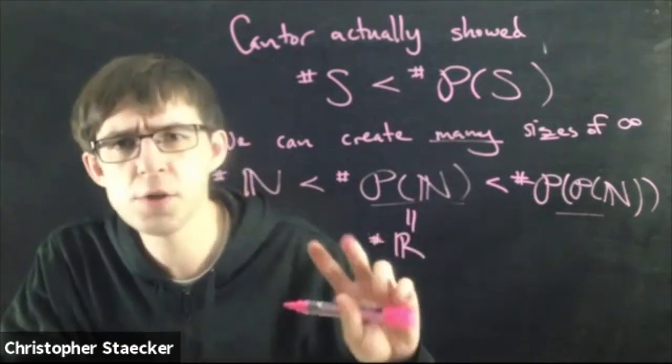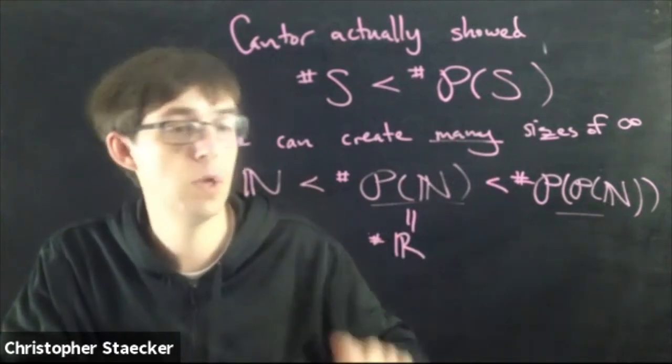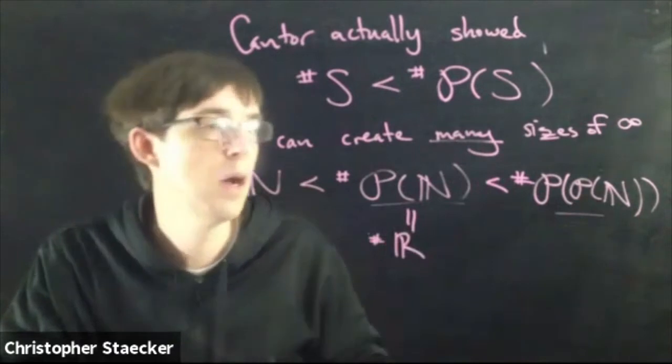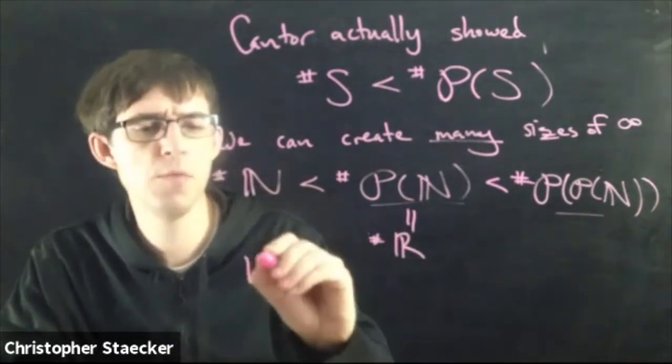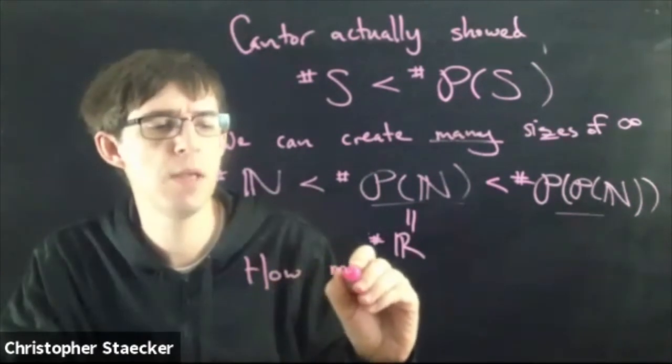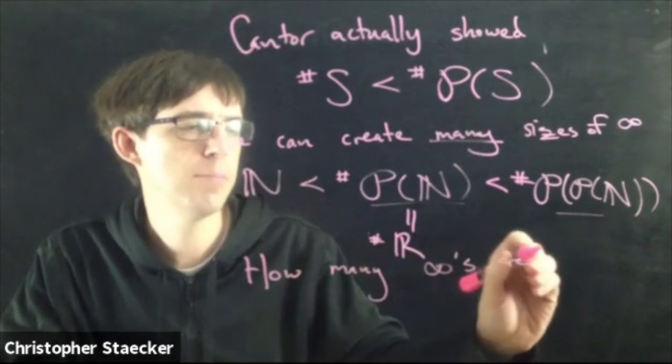So actually, I said there are two different sizes of infinity. Actually, there's not. There's, well, at least three, right? You can do this. Any thoughts about, are there more than three sizes of infinity? The real question I guess I'm asking is how many infinities are there, right?